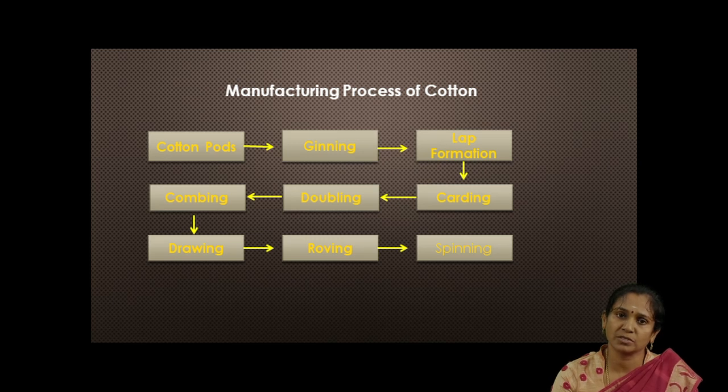In this combing process, the fibers are combed to form a fine fabric, and then the drawing process. Slivers are drawn to make more slivers, and then the roving process. In this roving process, before spinning, the fibers are given a slight twist, and then the last process is spinning. In this process, the fibers are converted into yarn. These are the manufacturing processes step by step. The chart shows it like that.